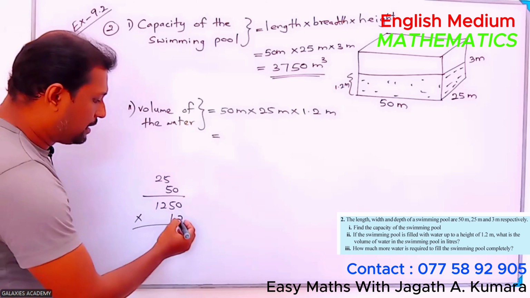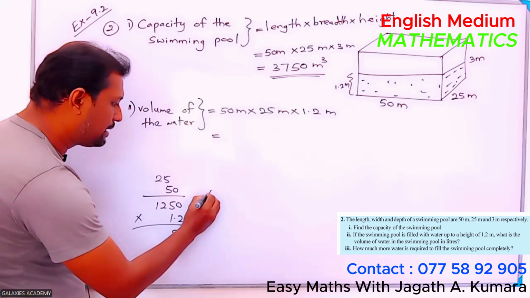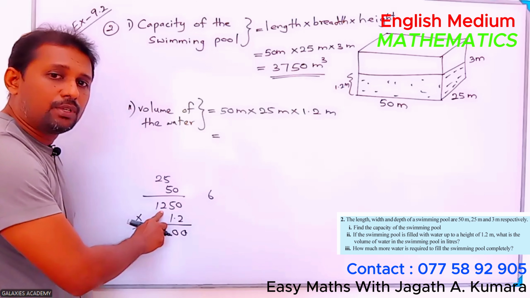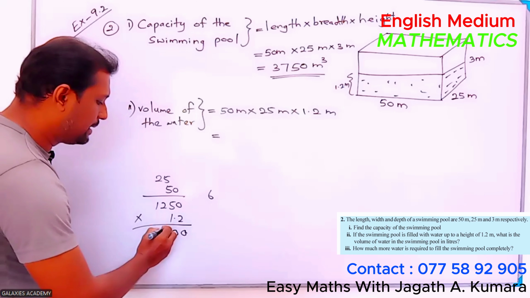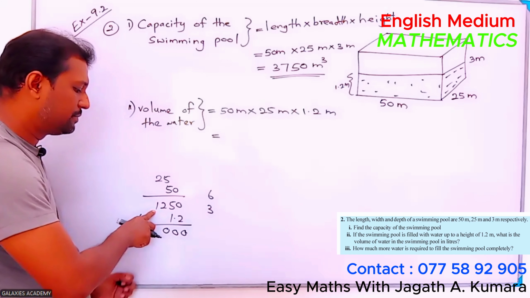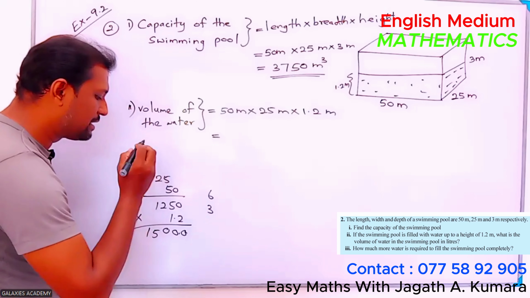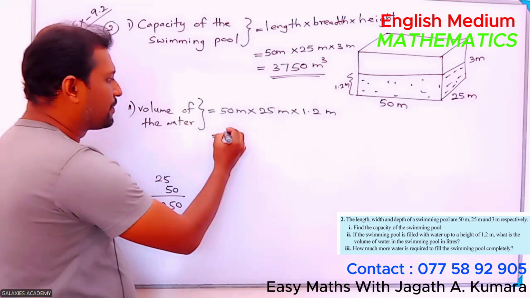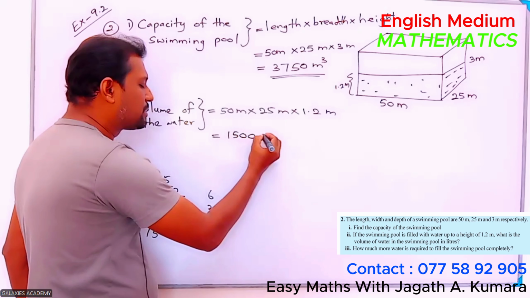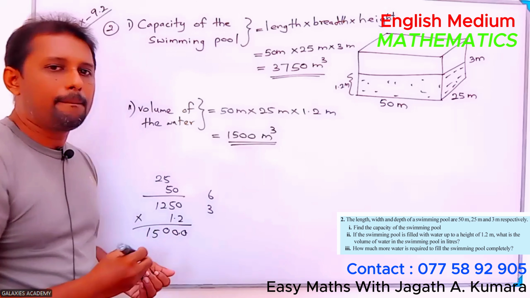1250. After that I will keep one decimal place, right? Okay. 12 times 0 is 0, 12 times 5 is 60, remaining 6. 12 times 2 is 24, 24 plus 6 is 30, remaining 3. 12 times 1 is 12, 12 plus 3 is 15. Then also you have to keep one decimal place. So what is the answer? Volume of the water is 1500 cubic meters.